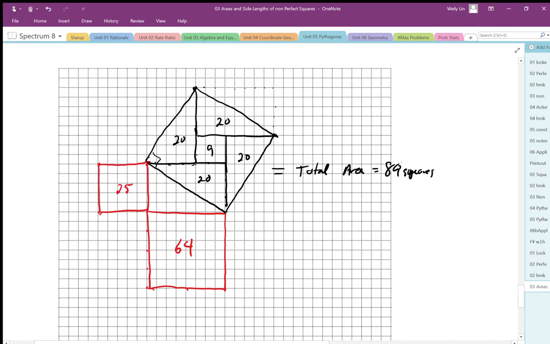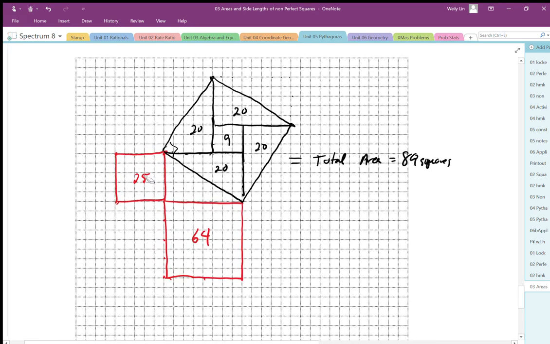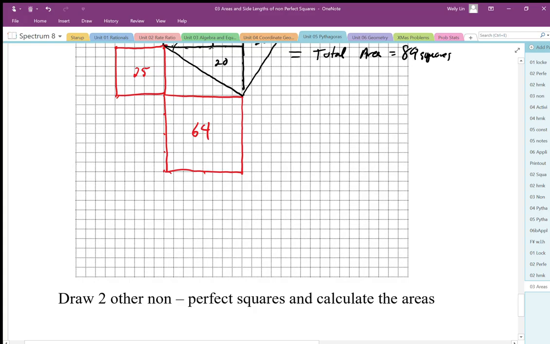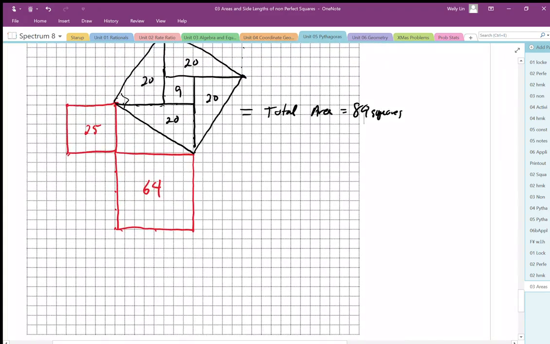Okay, and now I can use these squares and make a right triangle with these edge lengths, and the diagonal length should add up to these two squares. So the diagonal square is going to add up to those two squares. So it says here, try to draw two more non-perfect squares and calculate the area. So I'm going to just do randomly here.